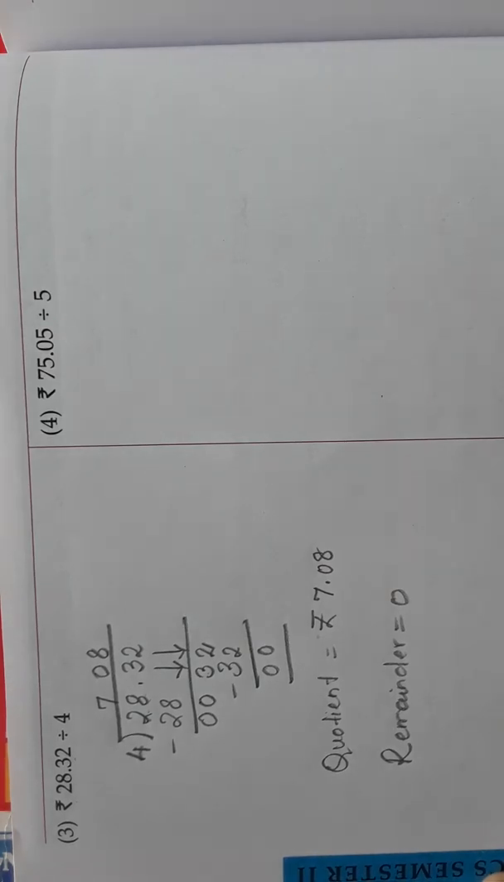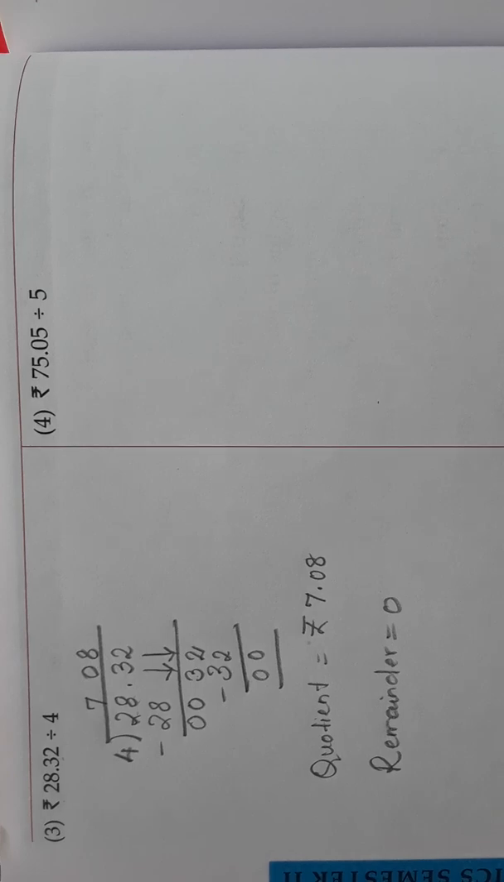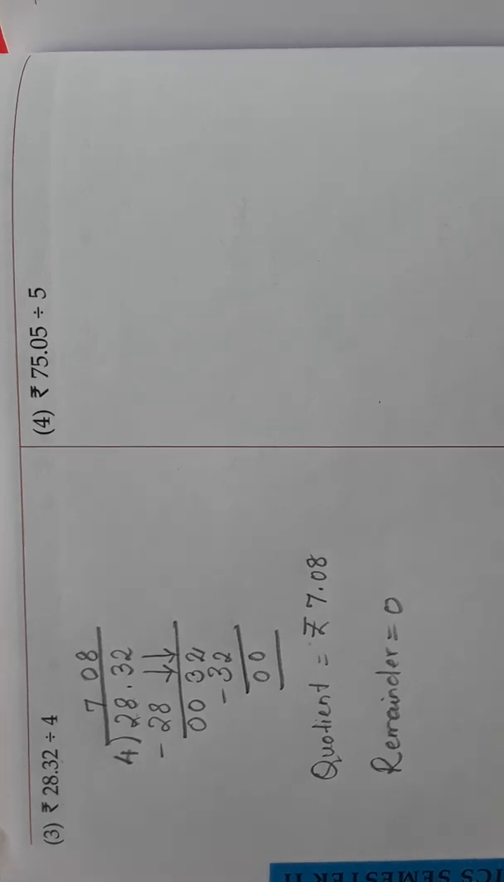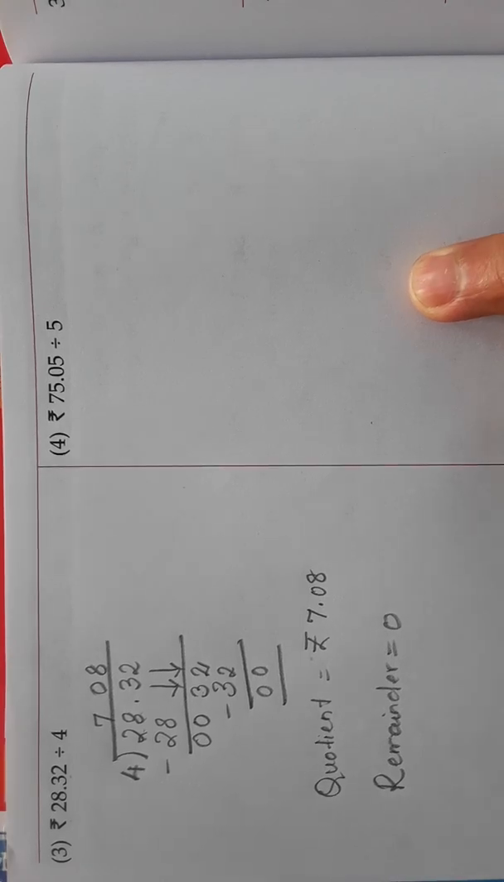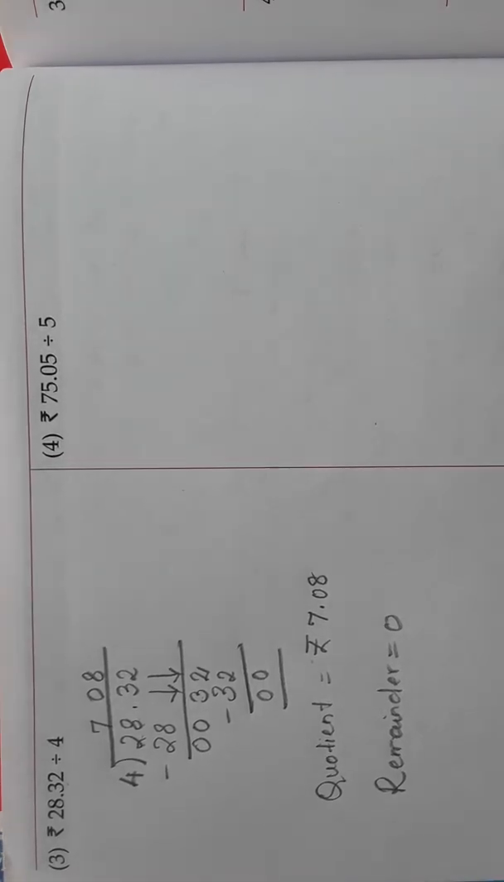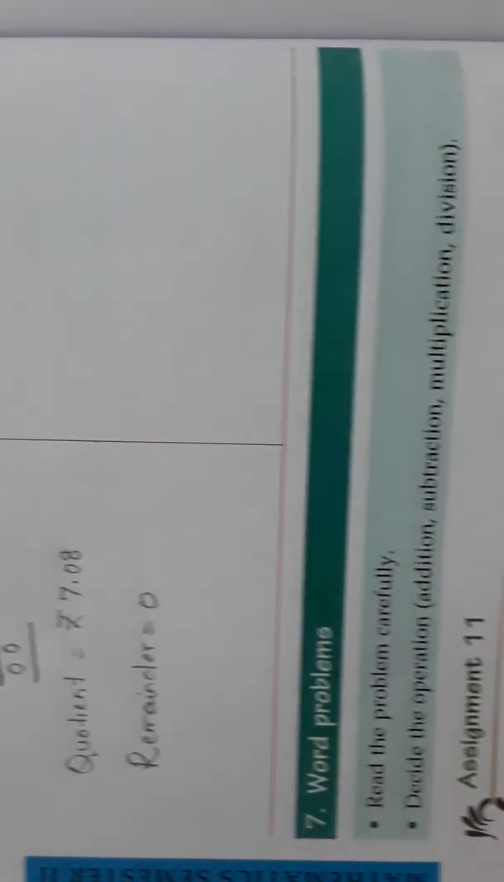Understood, children? How easy, no? If you know the division, then it will be easy for you to do the sums. Okay. So one more sum is there, you do it on your own and get the answer. Okay. Come, we'll go and see the next topic, word problems.